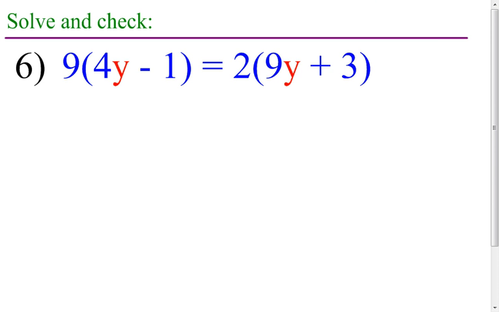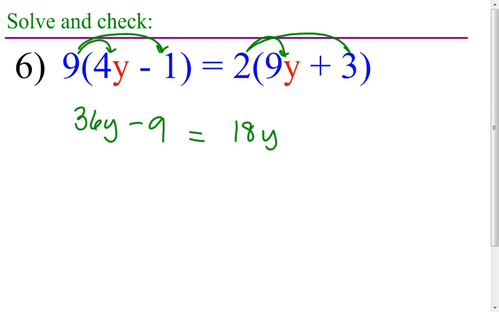All right, here we've got something with the distributive property on both sides of our equation. So we can do this no problem. On the left side, I will distribute 9 times 4y and get 36y. 9 times negative 1 is negative 9. On the right side, 2 times 9y is 18y, and 2 times 3 is 6.